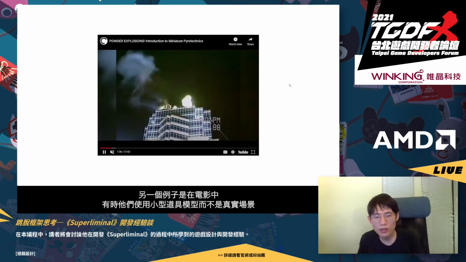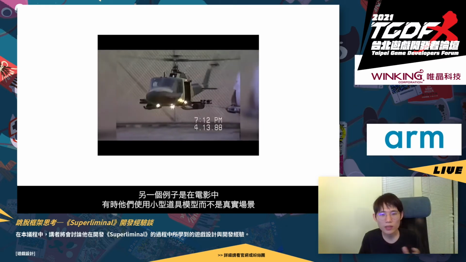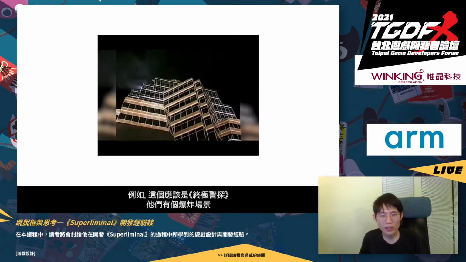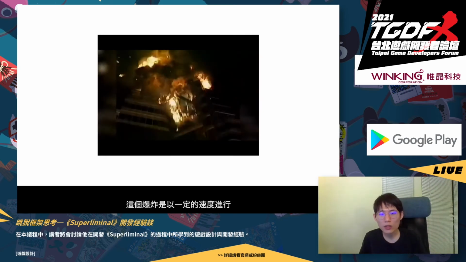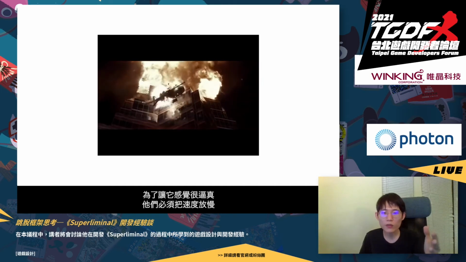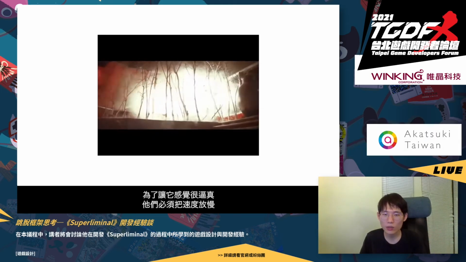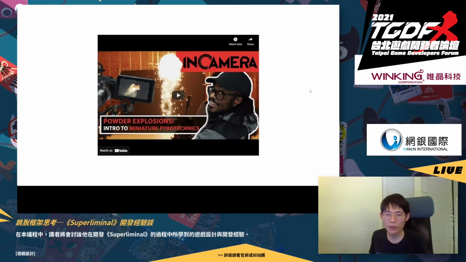Another example is in movies, sometimes they use miniatures instead of real sets, right? So for example, here, I think this is Die Hard, where they have an explosion, and the explosion runs at a certain speed. In order to make it feel real, they have to slow it down. And that really accounts for the difference in scale.